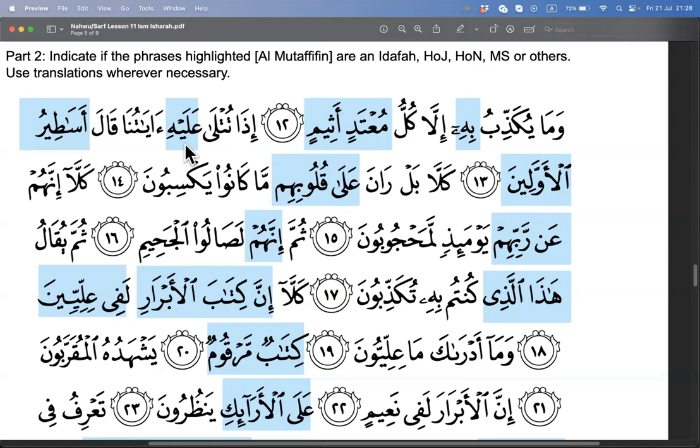Wait, apa? Ala is half of jar. Yes. Alai. Ala. Good. And he, what's the rafa version of he? Huwa. Good. Huwa. Next one. Ayatuna. What fragment do we have here?